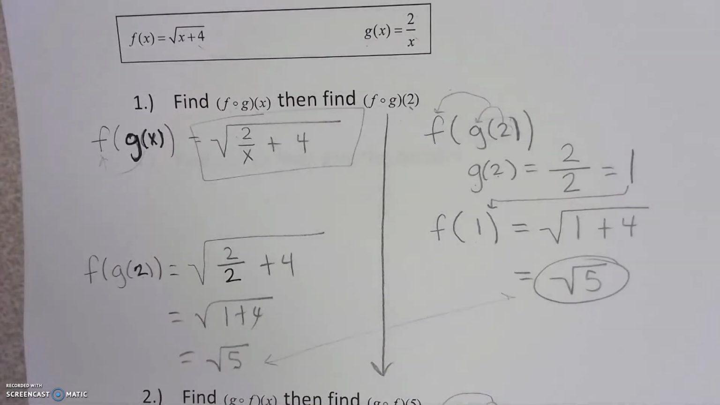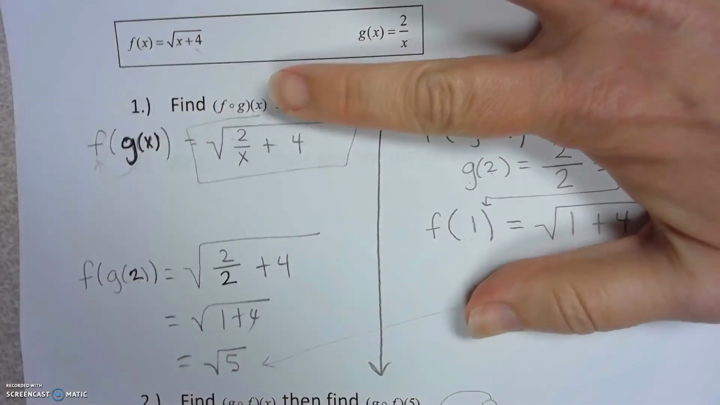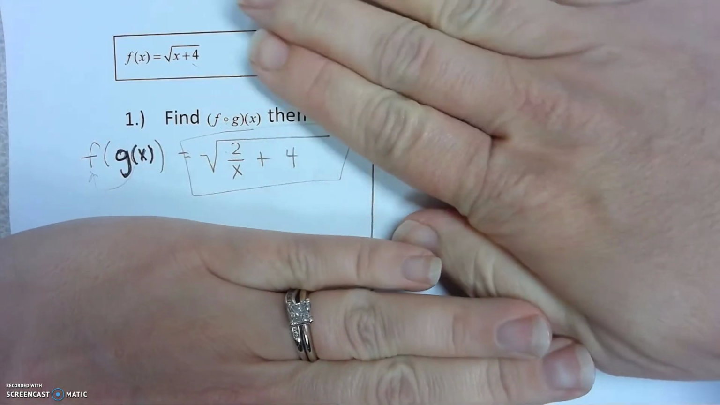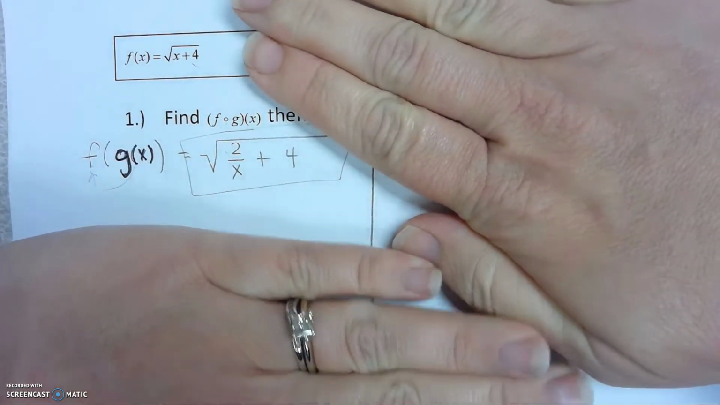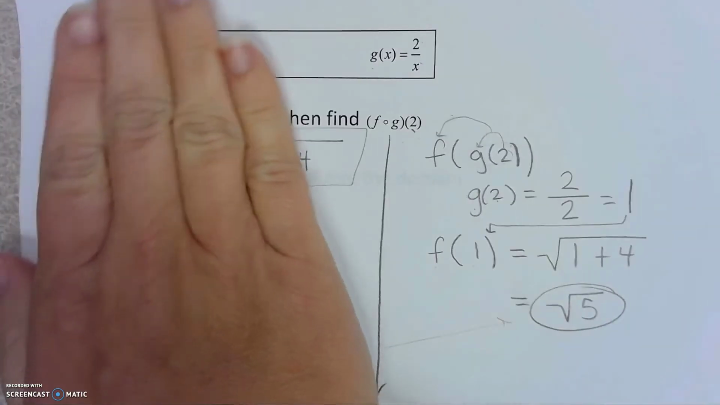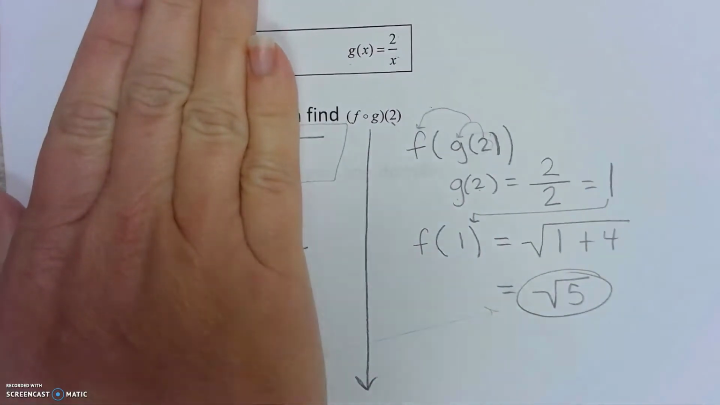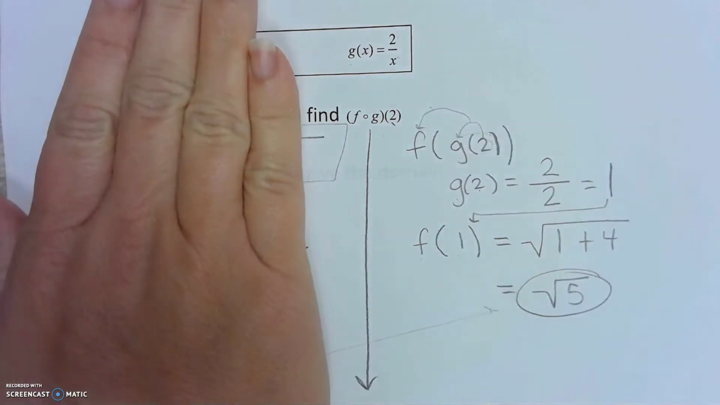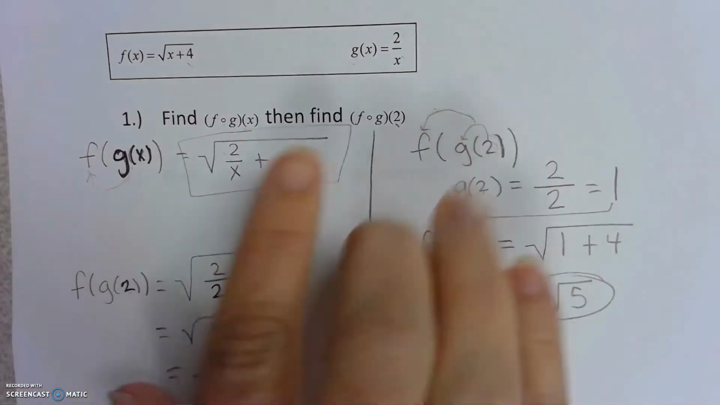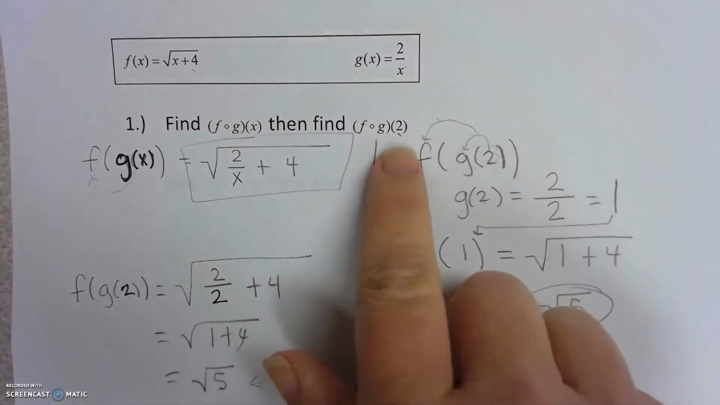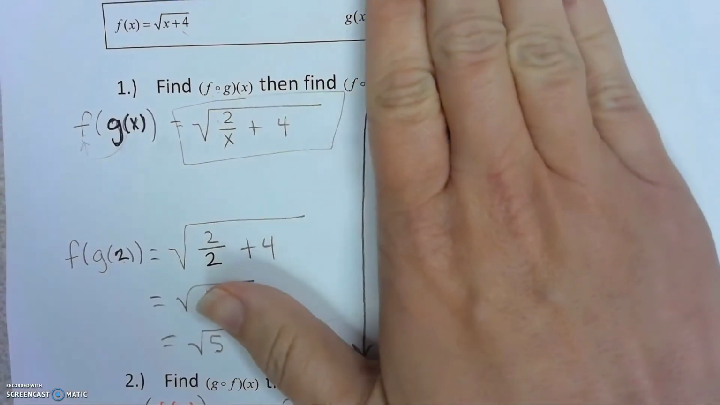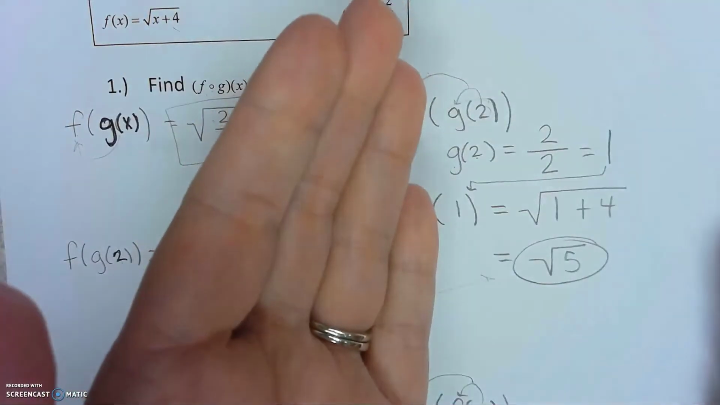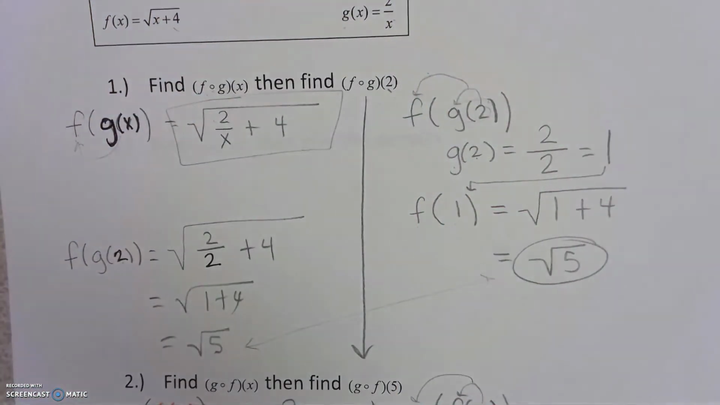So you've got to look at what the question is asking. If it's just find f of g of x, then this is all you're going to do. If it is find f of g of 2, this is all you need to do, which is much easier than going through this whole part. Now, if they ask you to find f of g of x first, then find f of g of 2, then you could do this part, and that's much faster than having to go through this. Okay, I hope that makes sense.